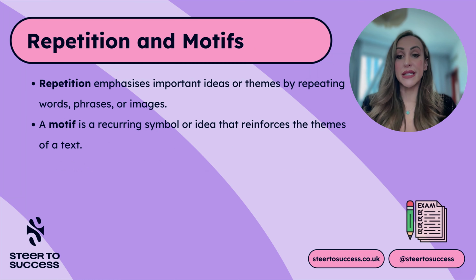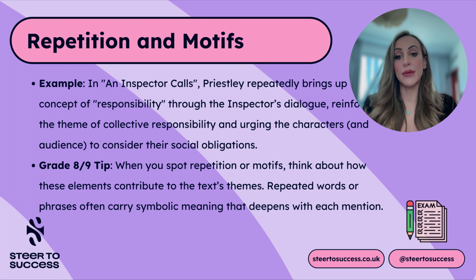Then we can look at repetition and motif. So repetition emphasizes important ideas or themes by repeating words, phrases, or images. And a motif is a recurring symbol or idea that reinforces the themes of a text. So it's a symbol, which is a singular occurrence, and then a motif is when that symbol is repeated throughout, like the symbol of blood. What is the motif of blood in Macbeth?